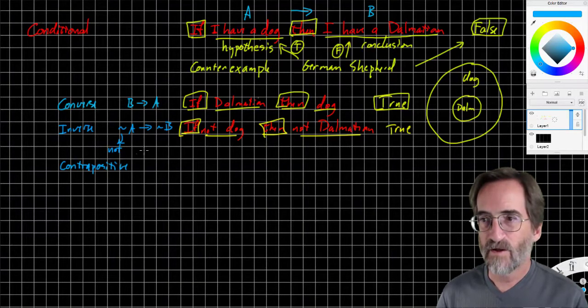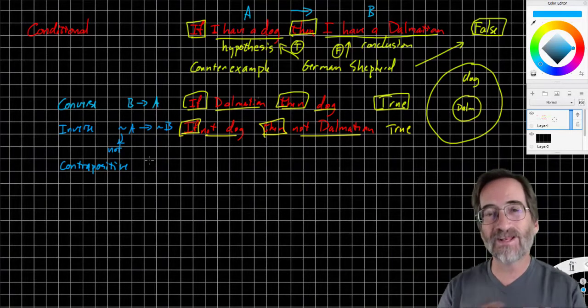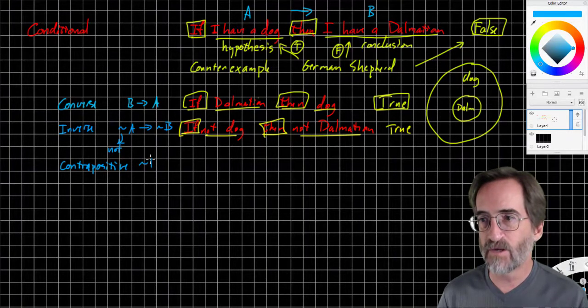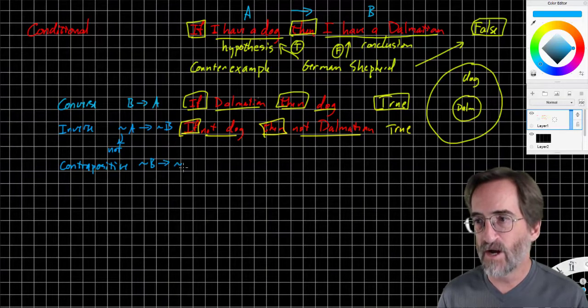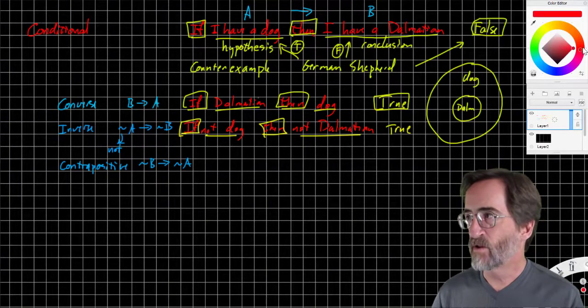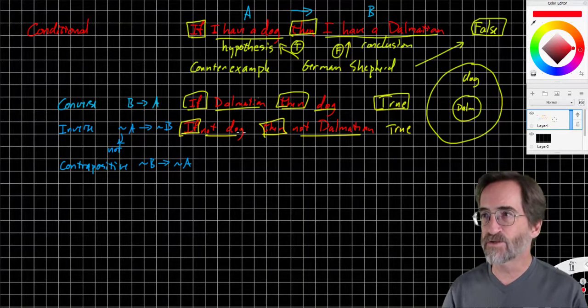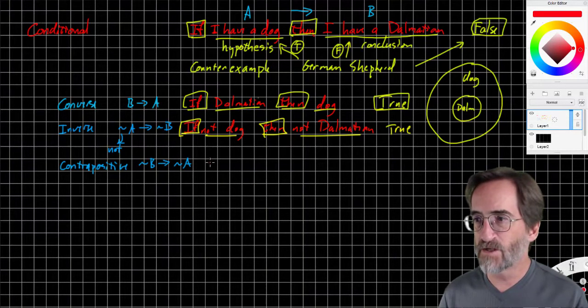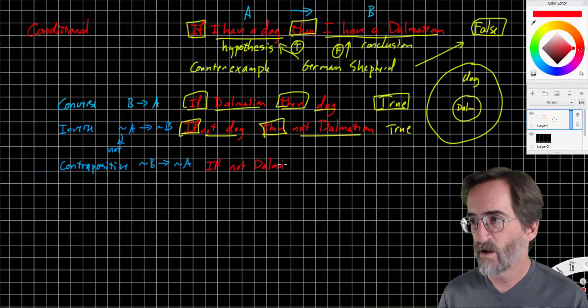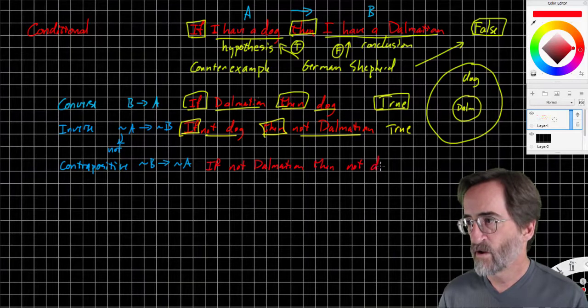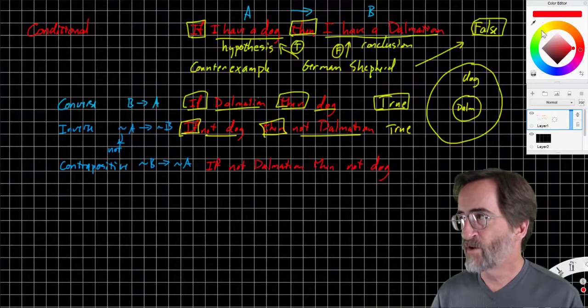Okay, and then we have the phrase contrapositive. A implies B, its contrapositive, switches the order and negates both. So not B implies not A. So the contrapositive of the original statement, if I have a dog, then I have a Dalmatian, is if it's not a Dalmatian, then it is not a dog. Now think about the truth value of that.